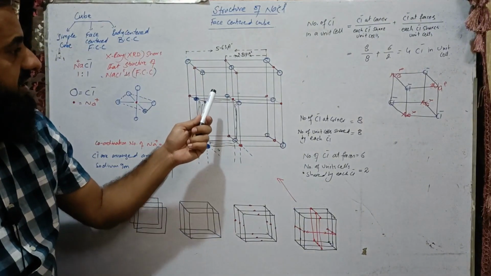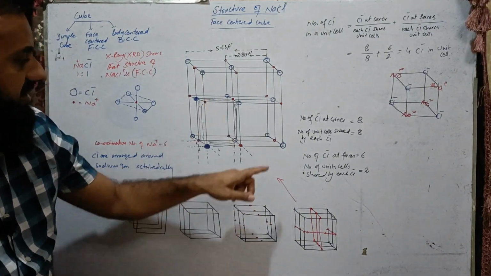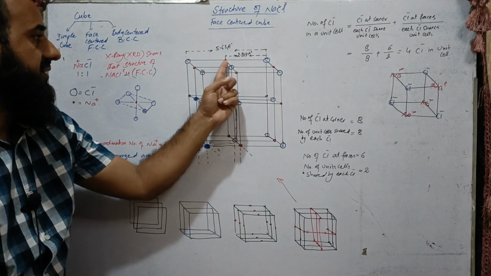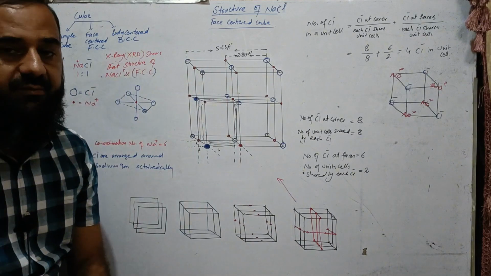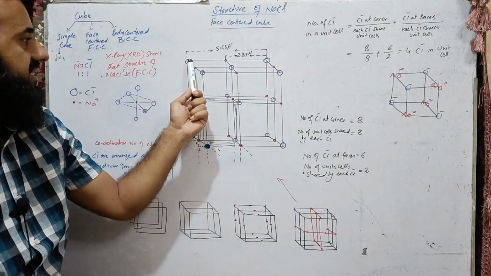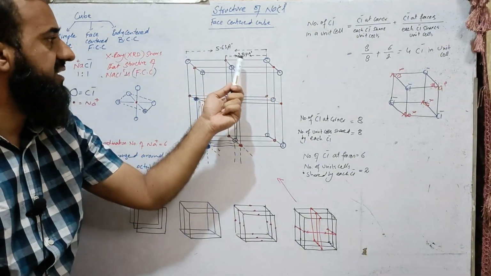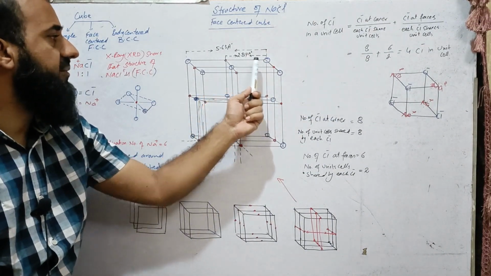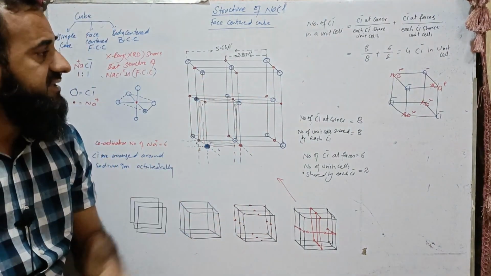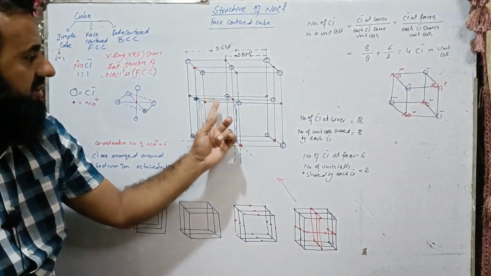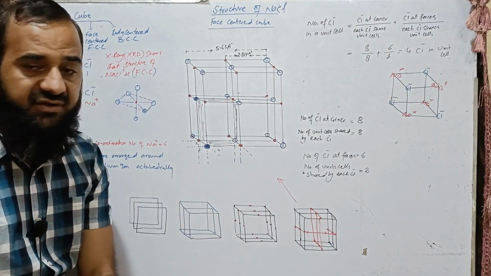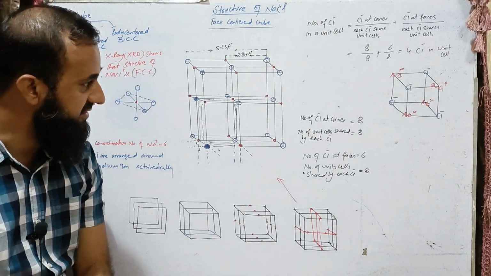If we see this crystal, there are large blue balls which represent chloride ions and the red points which represent the sodium ions. The distance between two similar ions like chloride ions is 5.63 angstrom, while the distance between the opposite ions, sodium and chloride, is 2.817 angstrom. If we see the crystal, there are several cubes or unit cells. What is a unit cell? The smallest repeating unit of a crystal which represents all of its characteristics.